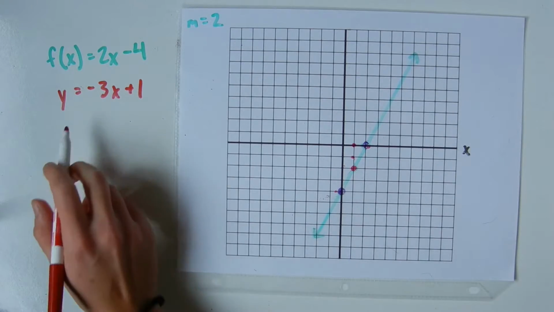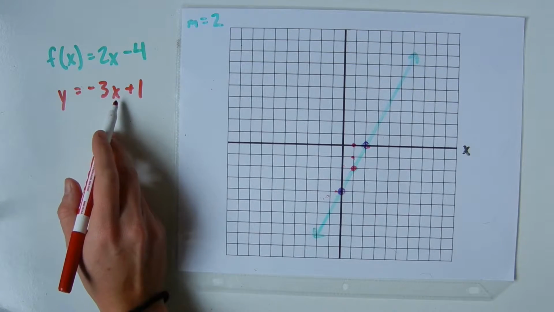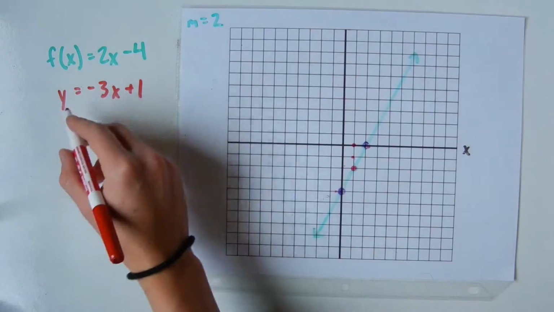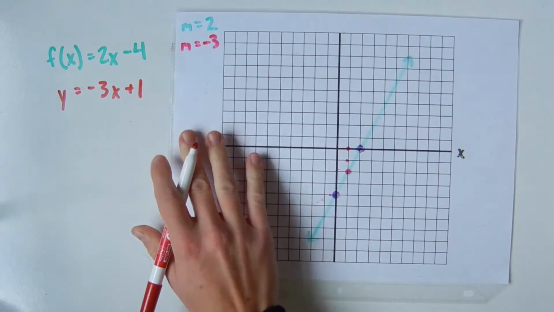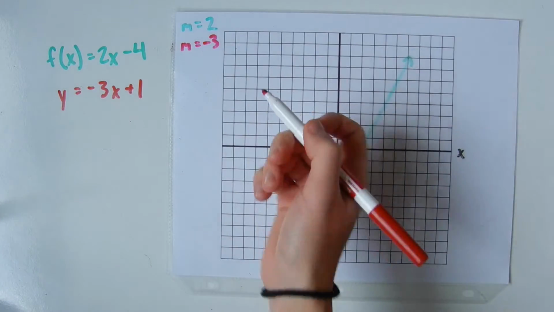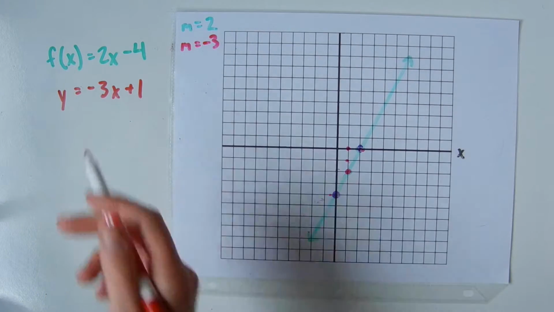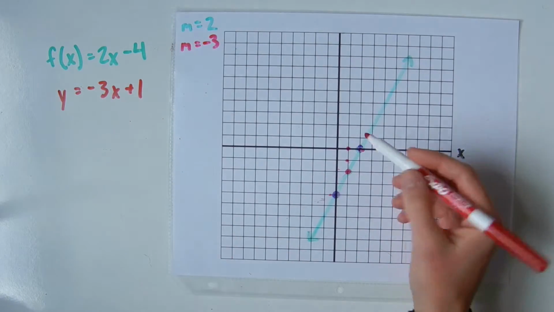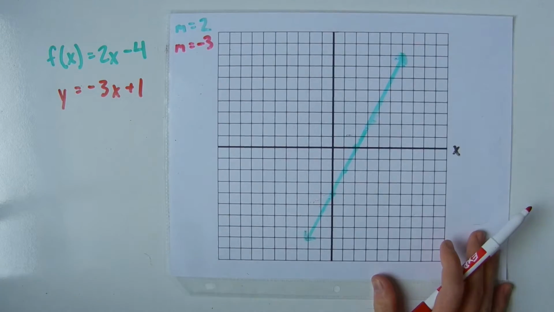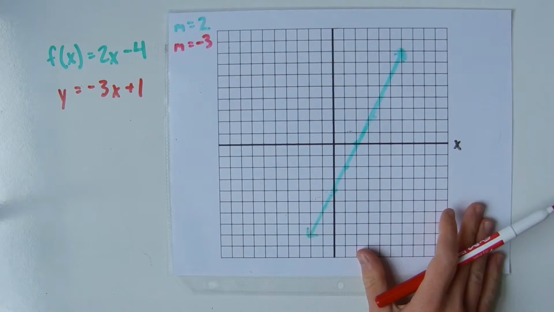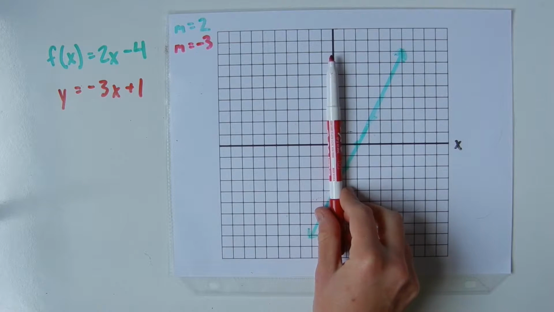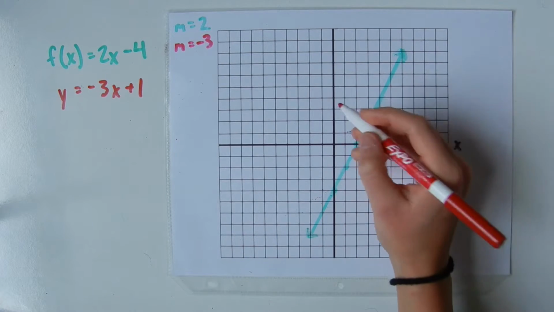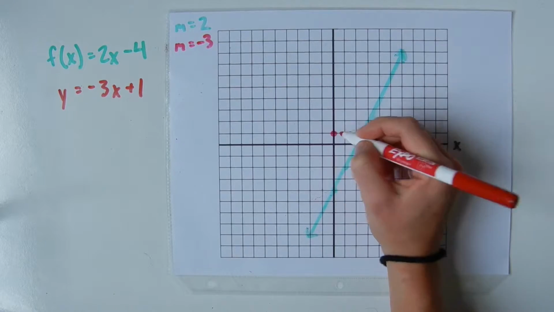So next we're going to look at y equals -3x plus 1. In this, we know our m is -3. So our slope is -3. Let's go ahead and graph right away our y-intercept. For our y-intercept, it's going to occur when x is 0, because that's when it's going to cross the y-axis, and that occurs at (0, +1).